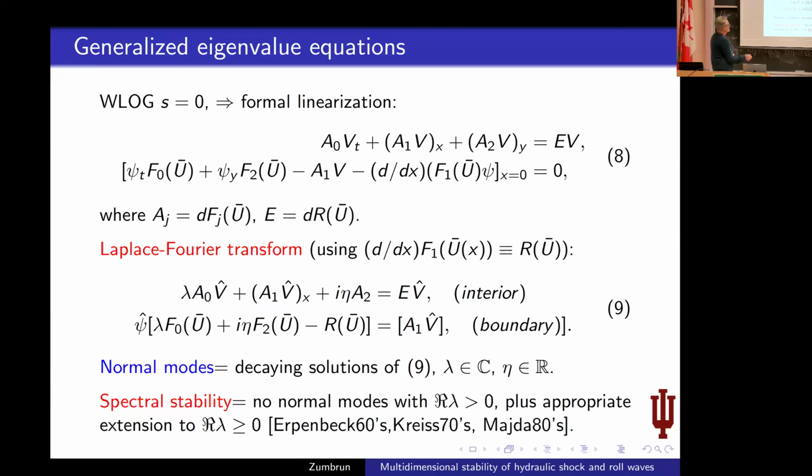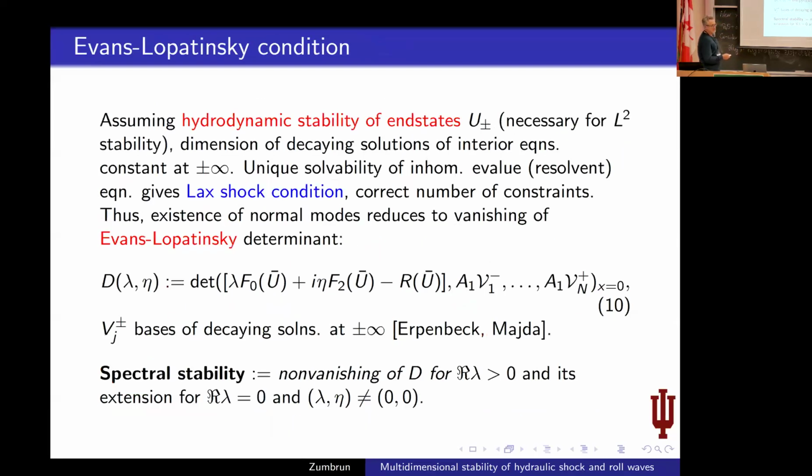All right. So spectral stability is equivalent to no normal modes with the time frequency lambda having positive real part, because that would be an exponentially growing solution. We can't allow that. And then we already know from the work of Erpenbeck, Kreiss, and Majda, there needs to be some extension to the neutral, real part of lambda equals 0. We really need that there be no eigenvalues there as well, except at the origin, and a bit more, which I won't discuss. But sort of like Majda's uniform Lopatinsky condition in the inviscid theory.